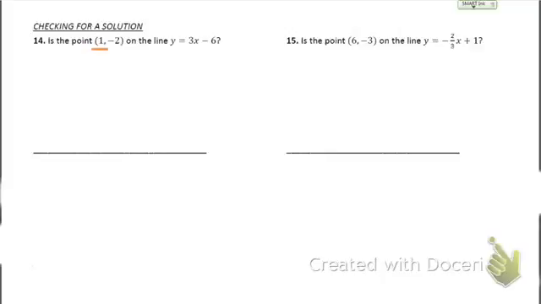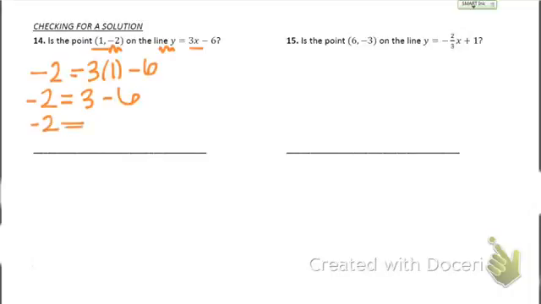1 is the x coordinate, so we're going to plug it in for x. Negative 2 is the y coordinate, so we plug it in for y. So negative 2 equals 3 times 1 minus 6. Let's do it. What's 3 times 1? 3 minus 6. And guys, what's 3 minus 6? Negative 3. So does negative 2 equal negative 3? No. So does that point lie on the line? No. So we would say no.